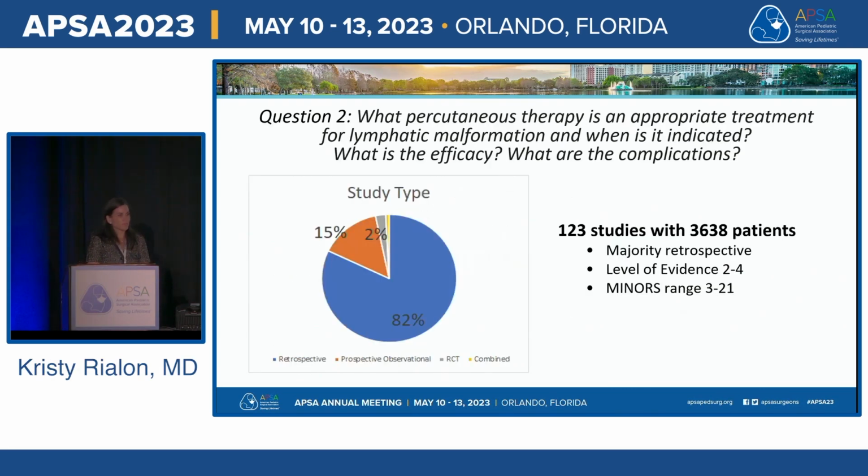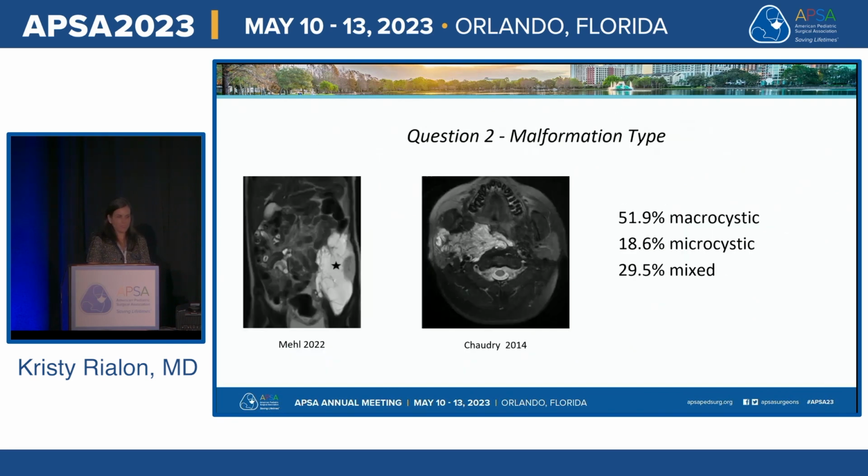Okay. So for sclerotherapy, we included 123 studies with 3,600 patients. Most of these were retrospective, although 15% were prospective observational studies, with the level of evidence varying from 2 to 4, and most of these were poor quality evidence studies. So it's important when you think about sclerotherapy for these to look at the type of malformation.